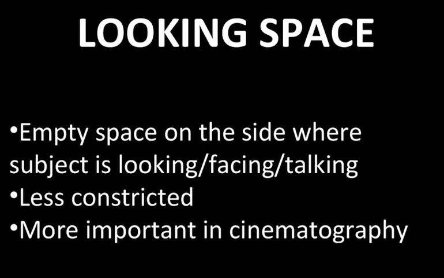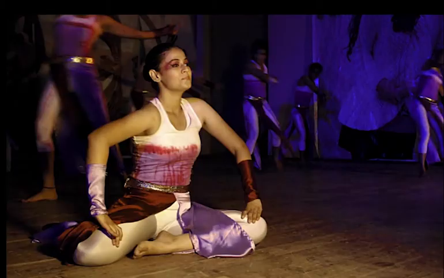So whenever you have a character or an element that is looking in a certain direction, which direction do you have them point at? Empty space on the side where the subject is looking, facing, or talking is always very much something you want to do because it's less constricted and because it's very important in cinematography. Some of these rules are for general composition, so apply, for example, to film and cinema.